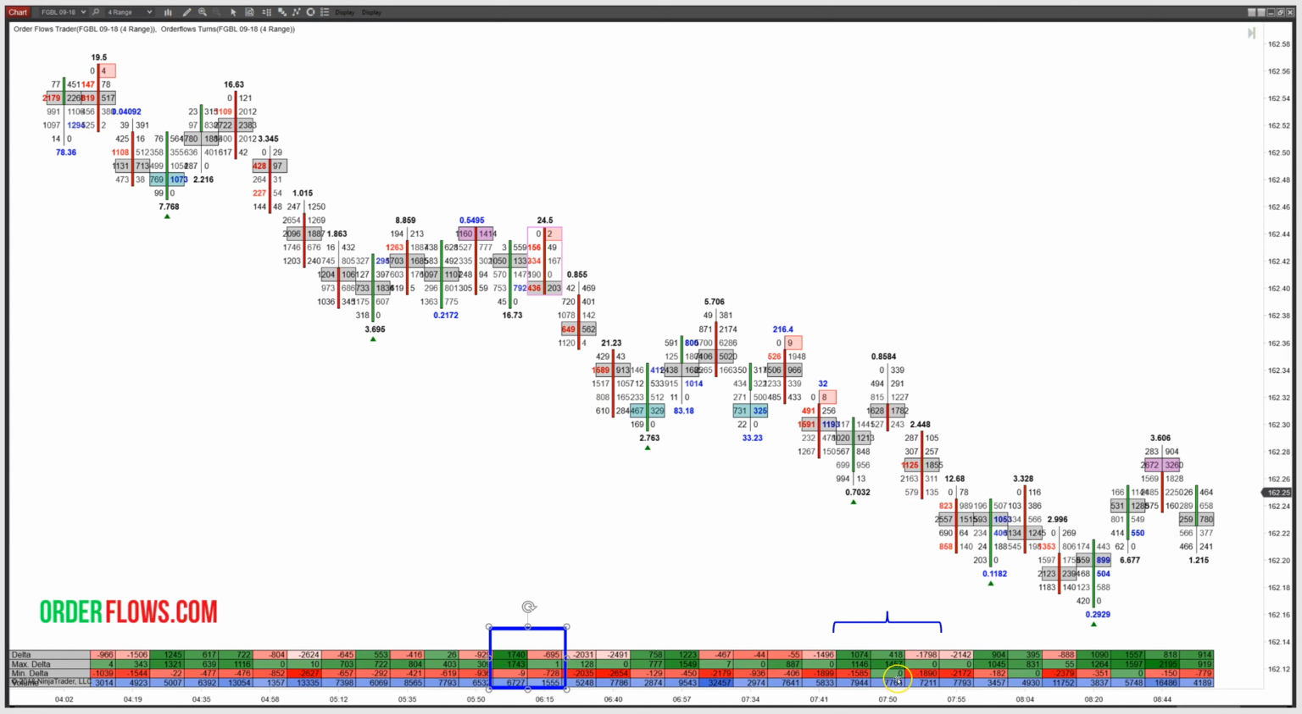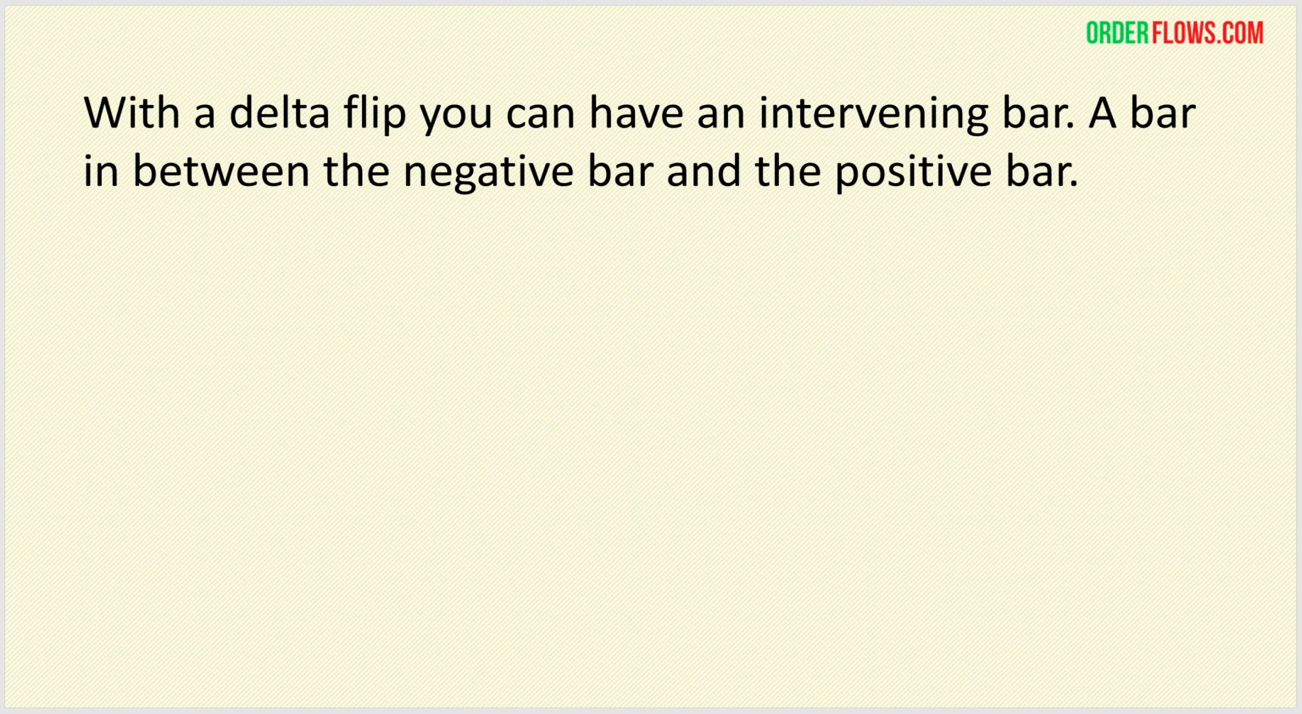I mean, you got the min delta of 0, okay, but then here, this is how I like to see it. It's minus 1798 against minus 1890 with a 0. I wouldn't really consider this a flip in here, just because you lost 1,000 contracts. If this was 1418 as opposed to just 418, then yeah, I'd consider it a flip, but this I would not consider a flip. Now, with a delta flip, you can have an intervening bar, okay?